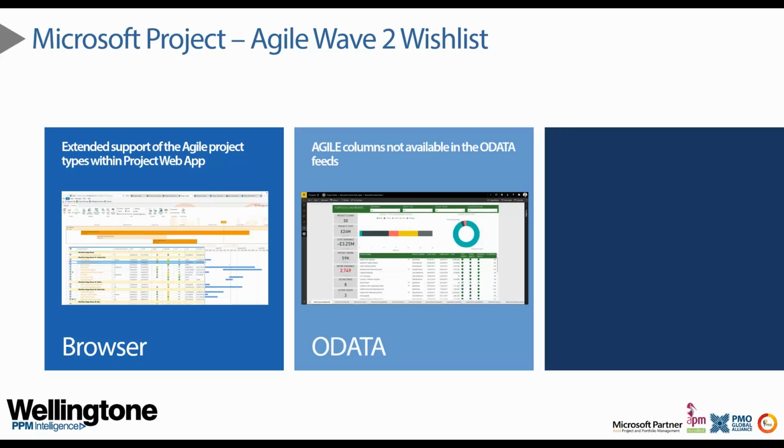In a similar vein to that, we would also like to see the new agile-related fields and columns to be available as out-of-the-box OData feeds that would enable you to report at the portfolio level using Power BI or using Excel. Now, aside from these two elements, some of the other advances we would like to see include baseline support. So currently, the agile components are not getting baselined.